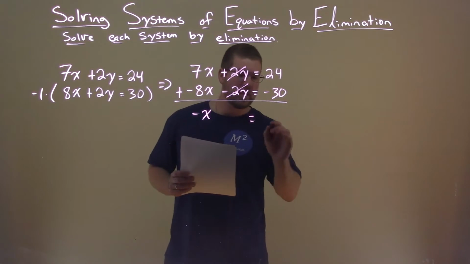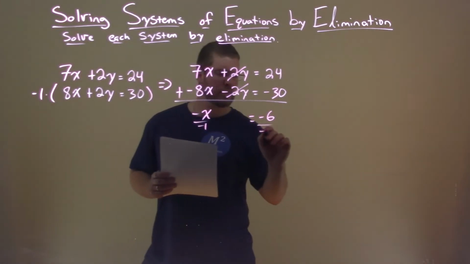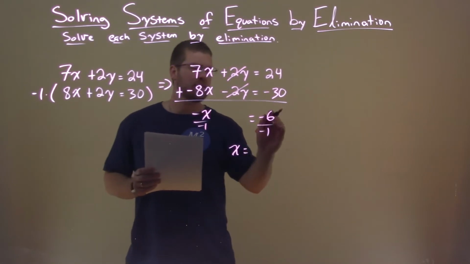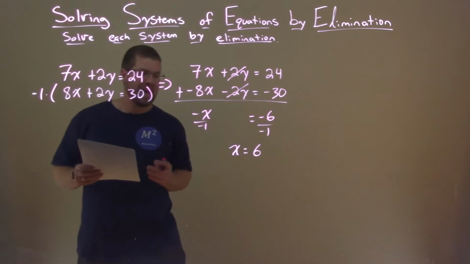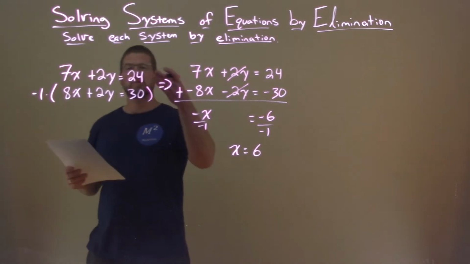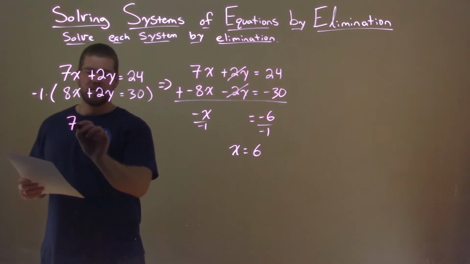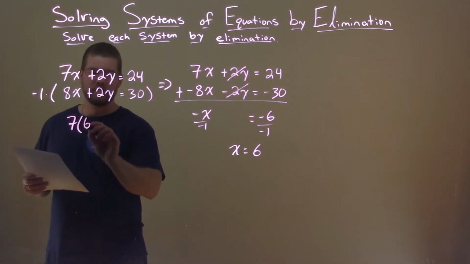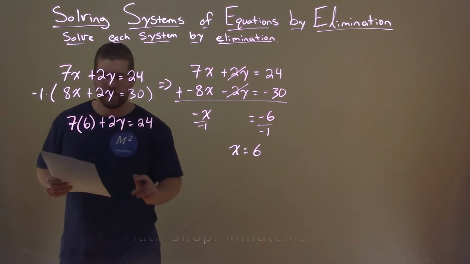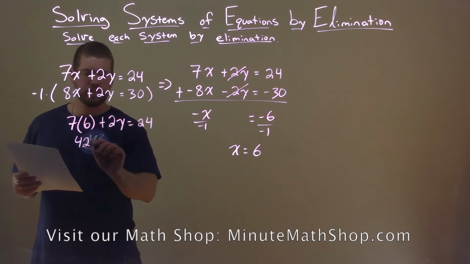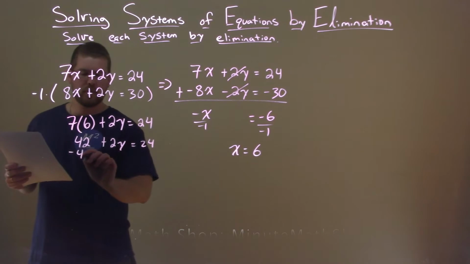24 minus 30 is a negative 6. Okay. Divide both sides by negative 1, and let's get x by itself here. Negative 6 divided by negative 1, positive 6. All right. So we got x equals 6, and we need to plug it into one of our other equations to solve for y. Let's go with the top one. 7 times 6, putting 6 in for x, plus 2y equals 24. 7 times 6 is 42, plus 2y equals 24. Subtract 42 from both sides.